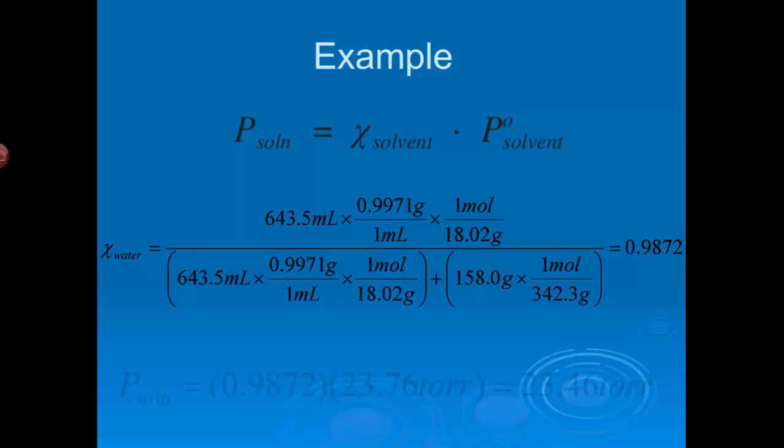Now, the 0.9872 is multiplied by the vapor pressure of pure water at this temperature, 23.76, and you get 23.46 torr. So look at what happened to our vapor pressure. In pure water, it would be 23.76. It went down a little bit to 23.46. That means that sucrose is a non-volatile solute. It prevented as many water molecules from getting to the surface.